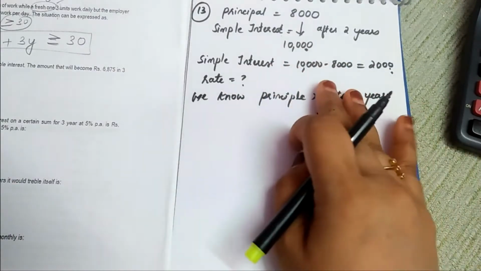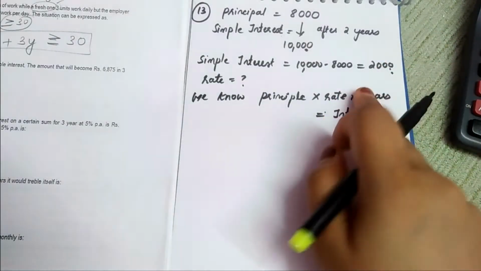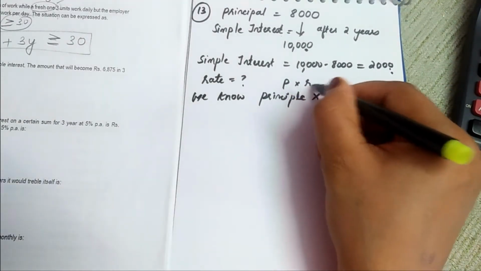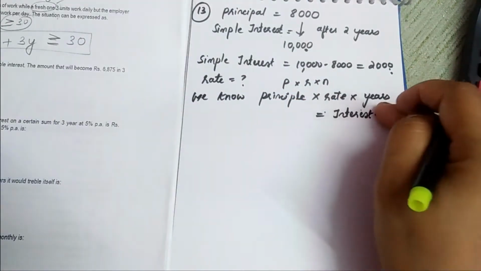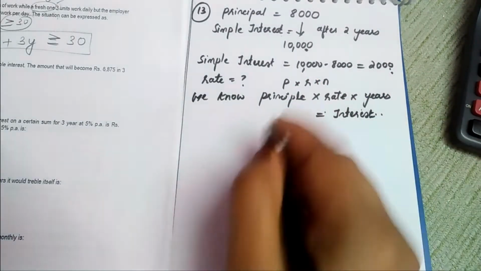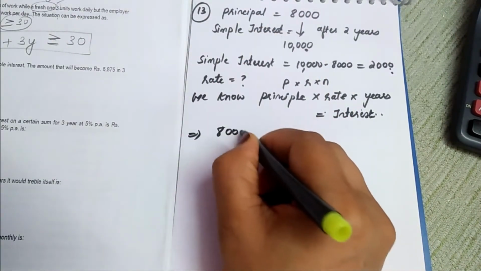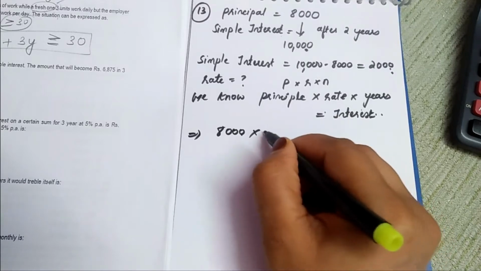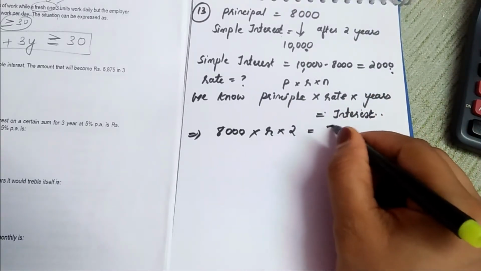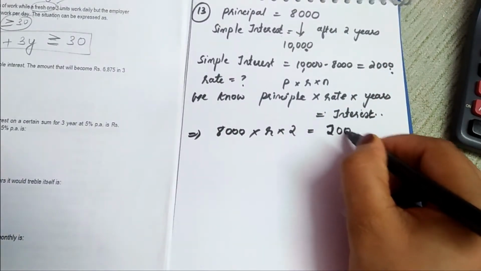Interest is nothing but principal into rate. But since you're calculating over years, you need to add the years. So this is nothing but P into R into N, where N is the number of years, equal to I. Now let's see. Principal amount we know, it is 8,000. Rate of interest we don't know, we need to find it. Number of years we know, it is 2. Interest amount we know, it is 2,000.